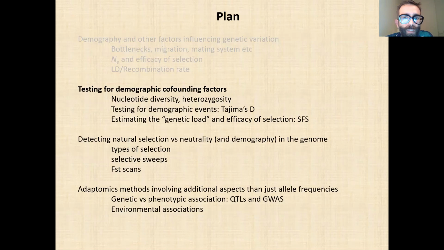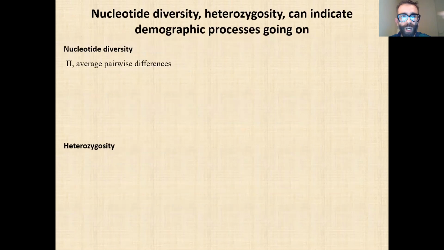Okay, let's move on to the next step. Now that we went through all possible events that can affect the population, the next step is to measure them, to detect them. Because as I said before, we can talk about selection and search for selection, but we first need to test the null hypothesis. To test the null hypothesis, which is demographic or stochastic events, we need to be able to detect them. So how do we do that?